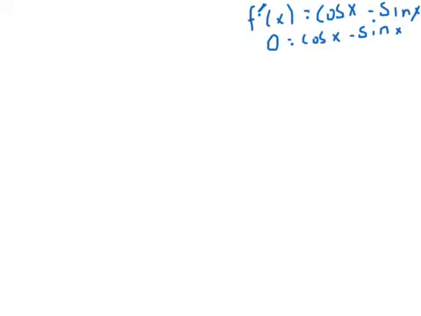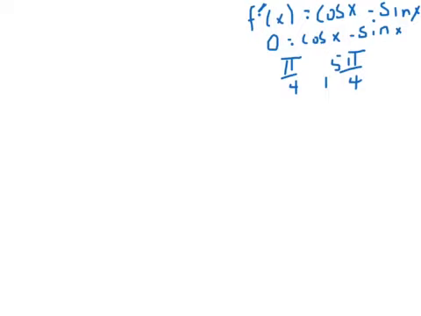And then at my endpoints, and then any place the function has an undefined derivative. This function doesn't have any undefined derivatives, and the endpoints are not critical points here, but I'll use the endpoints when I make my intervals. So I came up with pi fourths and 5 pi over 4. Those are my critical points.